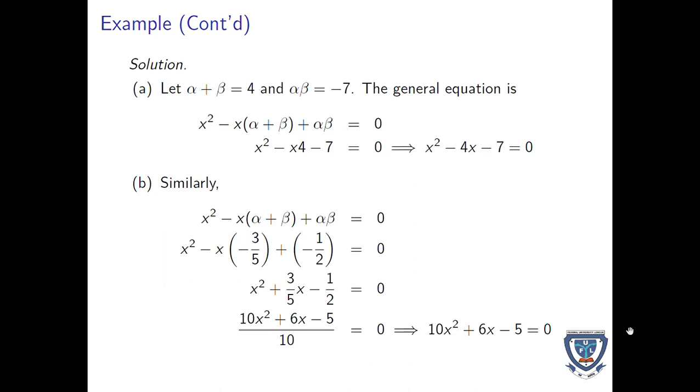Solution: if the sum is 4 and the product is minus 7, then the general equation is x squared minus x in bracket alpha plus beta, plus alpha beta equal to 0. And when you substitute properly, you're going to have x squared minus 4x minus 7 equal to 0. For B, similarly, you do the same, and when you substitute properly, you're going to get 10x squared plus 6x minus 5 equal to 0 after proper simplification. So that is how this one works. These are the two equations from the two problems.